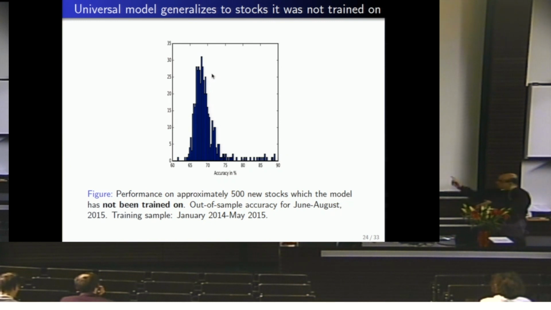Okay? So you train it from 2014 to 2015 on the first 500 stocks. You test it after the training period on other stocks. So it's out of sample in terms of time and in terms of stocks. You get the same accuracy. Orders of magnitude are exactly the same as for the ones that you are training on. So this means that the model generalizes to stocks it was not trained on.